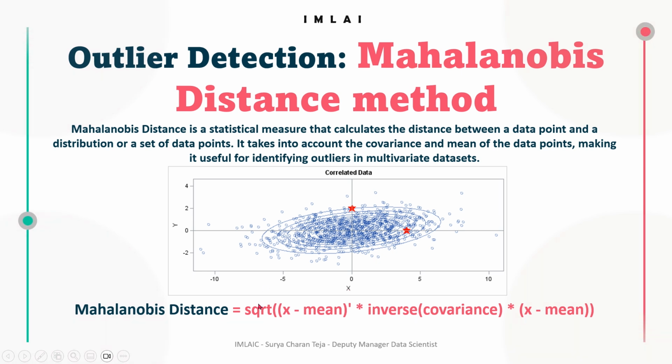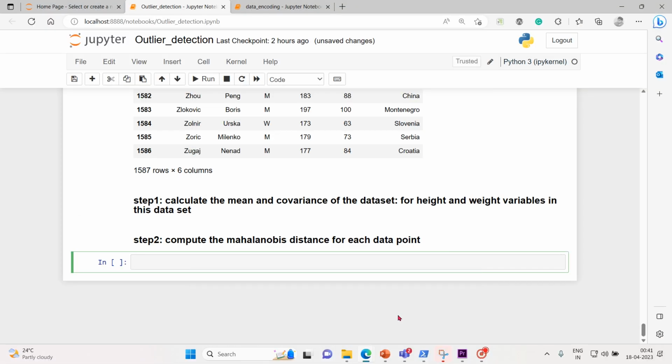So that's the Mahalanobis distance. You will have a square root, and inside it, the first term is x minus mean multiplied by the inverse of the covariance, and the whole section is multiplied with x minus mean. This is our Mahalanobis distance formula. In it, x is the data point, mean is the mean of the data set, and covariance is the covariance matrix.